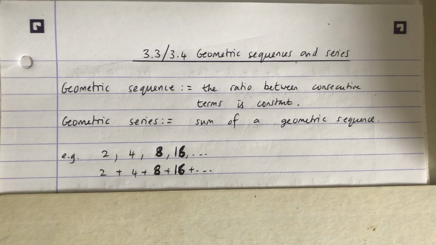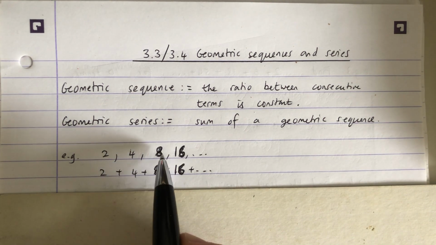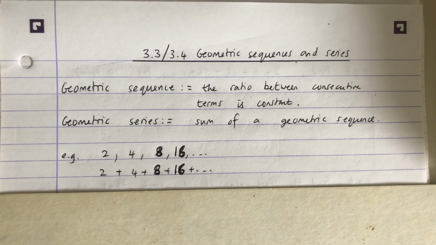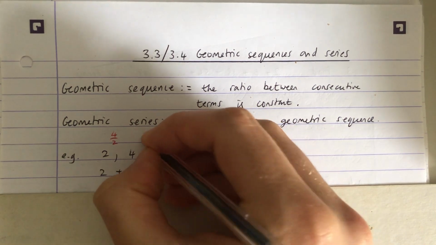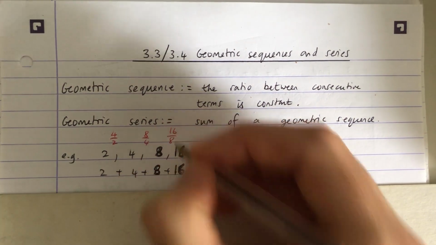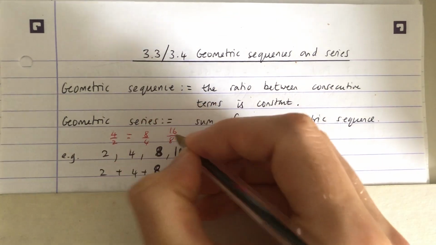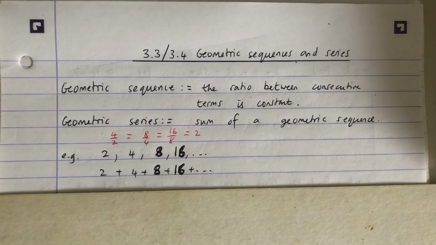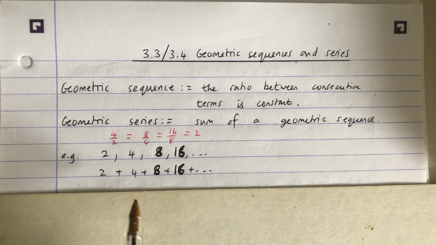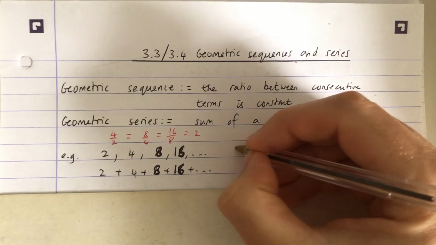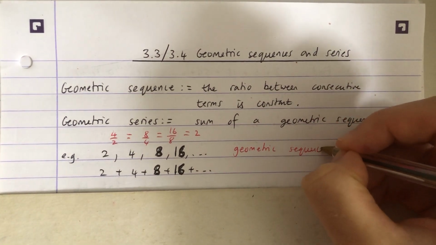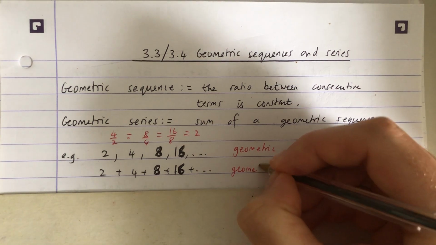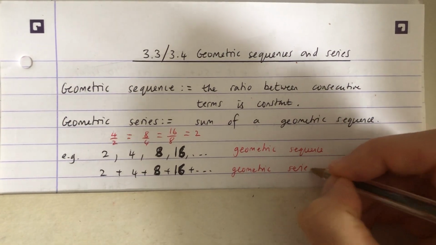And then some just basic examples would be 2, 4, 8, 16. If you looked at the ratio between consecutive terms, so 4 divided by 2, 8 divided by 4, 16 divided by 8, all of those are equal to the same ratio, which is 2. And then the addition is a series. So this is a geometric sequence, and this is a geometric series.